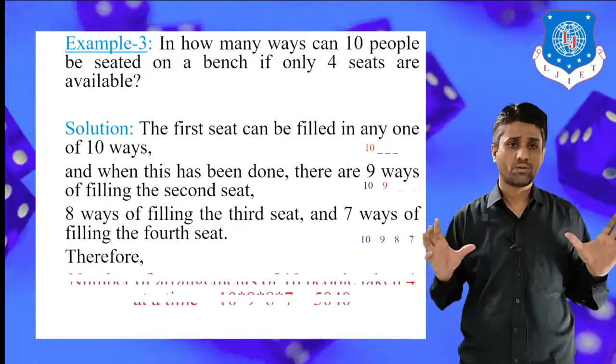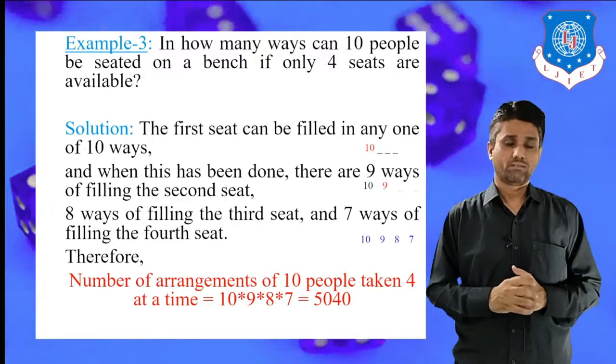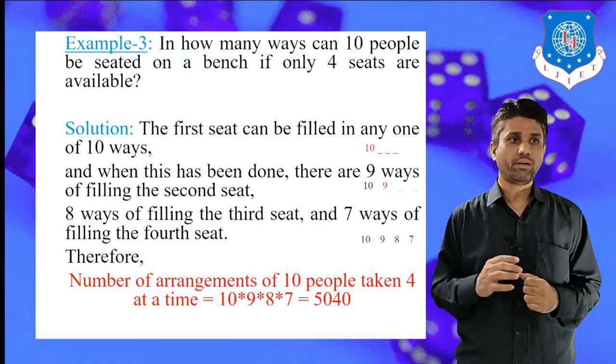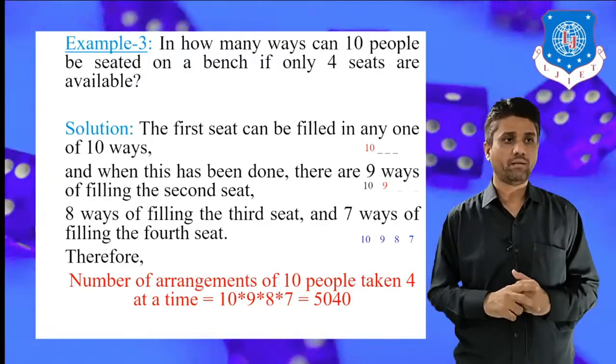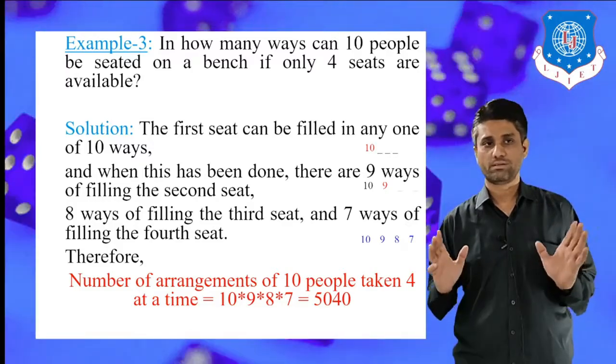So we summarize that there are a total of 10 into 9 into 8 into 7, that is 5040 possibilities for arranging 10 people in 4 seats.